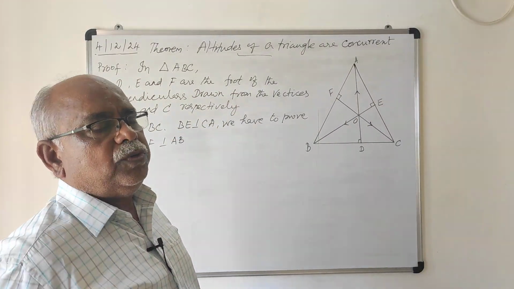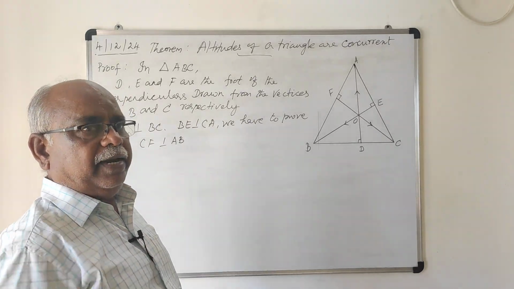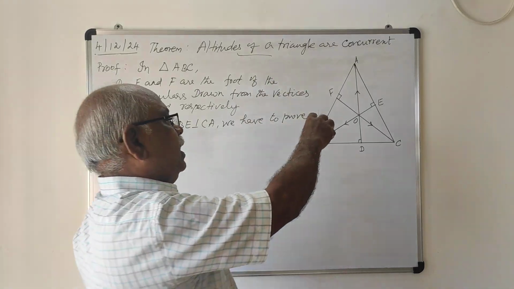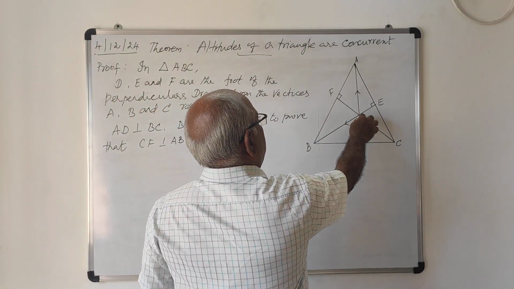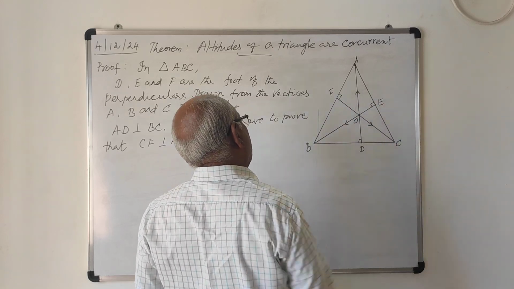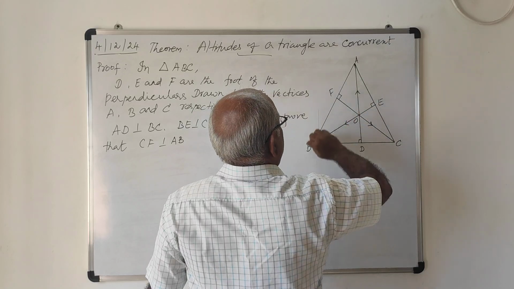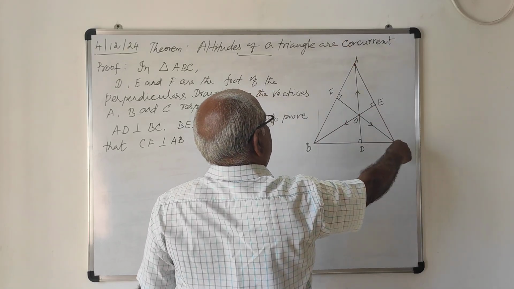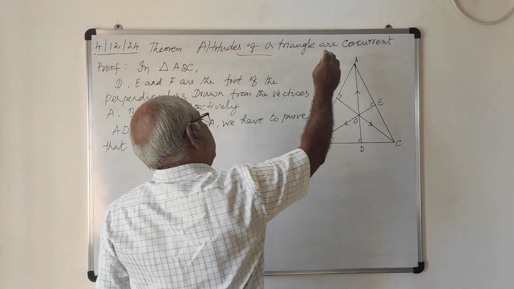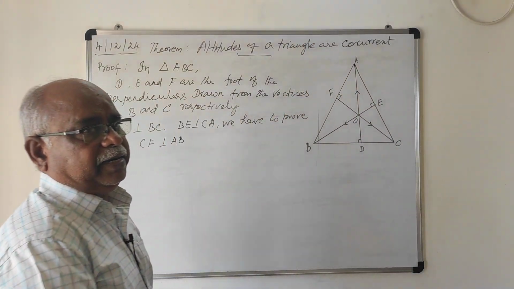There are 3 altitudes for a triangle. Each altitude is drawn from each vertex to the opposite side. Our idea is to prove that the altitudes of a triangle are concurrent. That is, O is the meeting point of the 3 altitudes. For that, I consider AD perpendicular to BC and BE perpendicular to CA. Finally, we have to prove CF is also perpendicular to AB. If it is proved, all 3 altitudes pass through O, then they are concurrent.